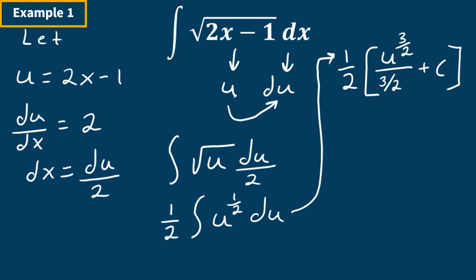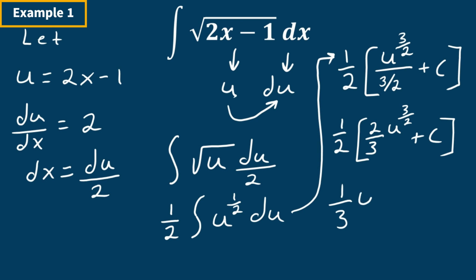From here, let's go ahead and simplify. We'll have 1/2 times 2/3 u to the 3 over 2 plus c. Now let's distribute the 1/2 to everything inside. What we'll get is 1/3 u to the 3/2. 1/2 times a constant is still going to give us a constant. So we have this so far.